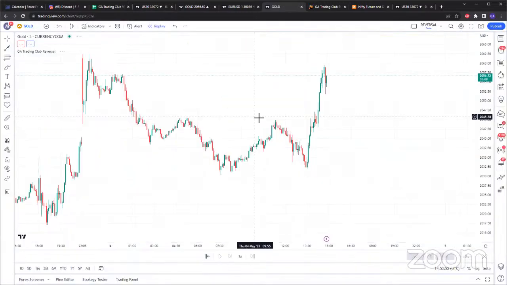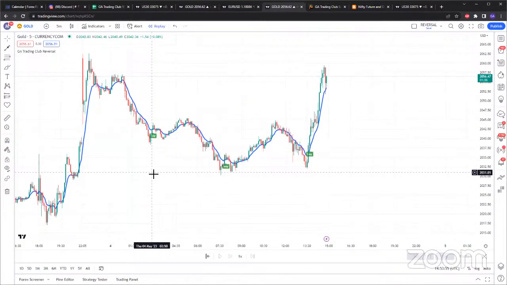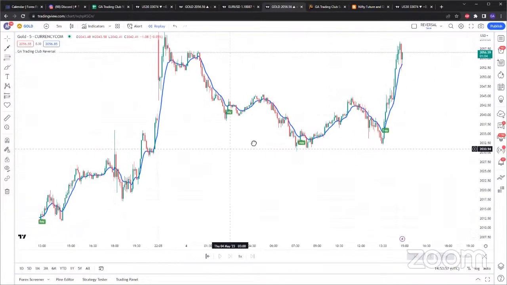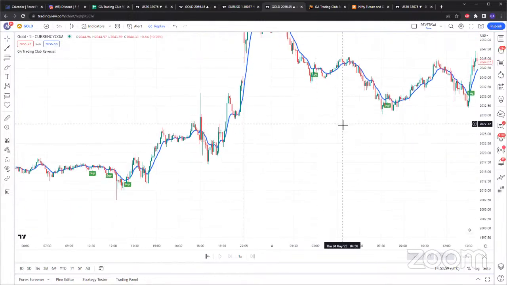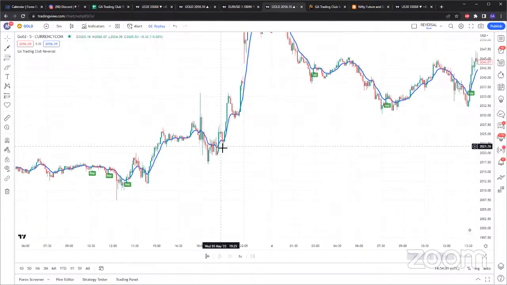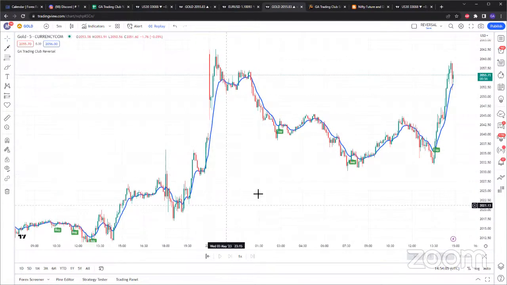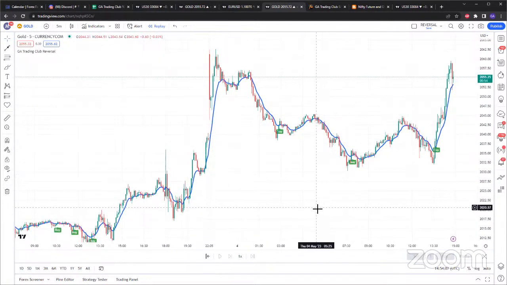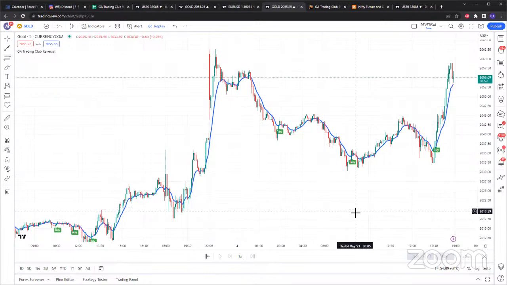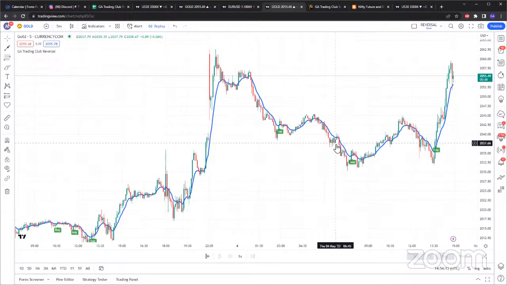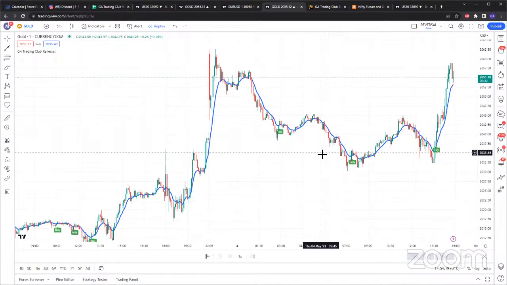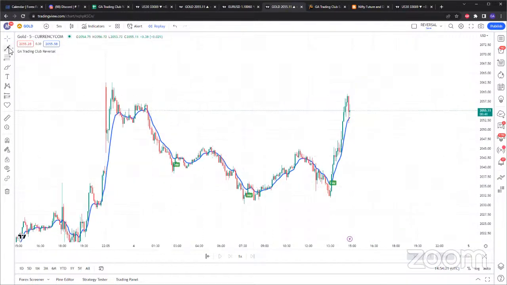Let's see if we can find a trend on gold. This was during news, so that doesn't count. Let me remember. So for gold, a trend has to be at least, no, okay. So that's what I was confusing, US30 and gold. For gold, the trend has to be at least 150 pips.